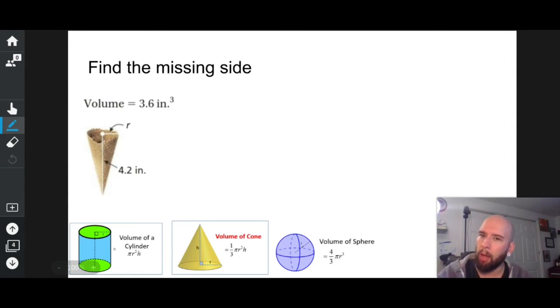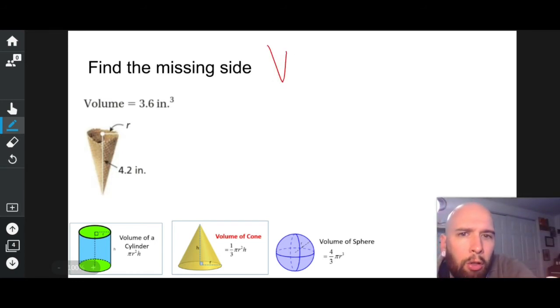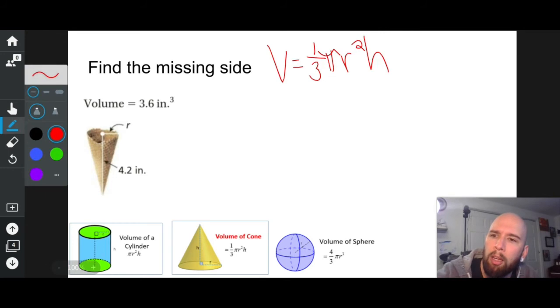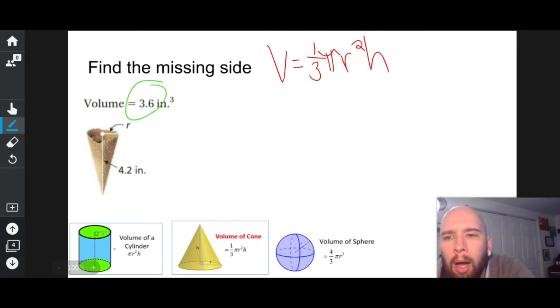Oh no, what shape do I have now? I have an ice cream cone. So I'm going to write out volume equals 1/3 pi r squared h. What information do I know? I know the volume. I know the height. I don't know radius. So let's plug in what we know.